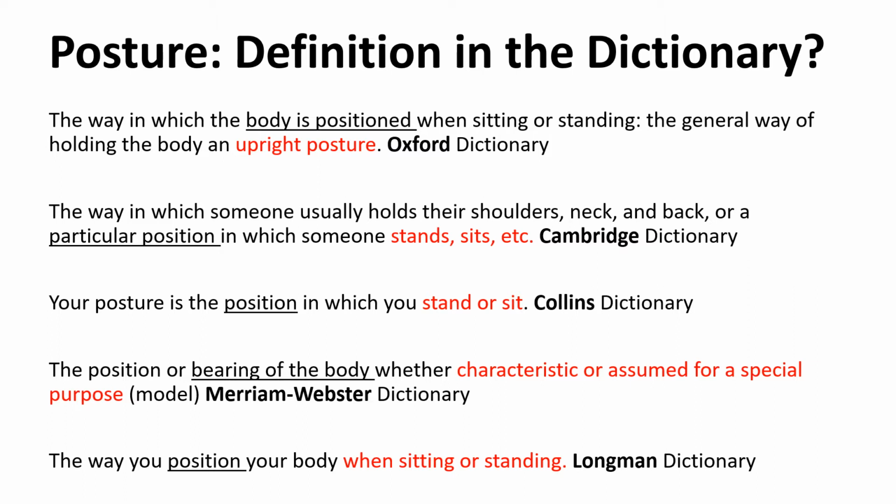The Cambridge Dictionary says it is the way that somebody holds their shoulders, neck and back, or in a particular position in which someone can stand or sit. The Collins Dictionary says the posture is the position in which you can stand or sit. And the Merriam-Webster Dictionary tells us that it is the position or the bearing of the body, whether characteristic or assumed for a special purpose, a model. And the Longman Dictionary tells us it is the way you position your body when sitting or standing.